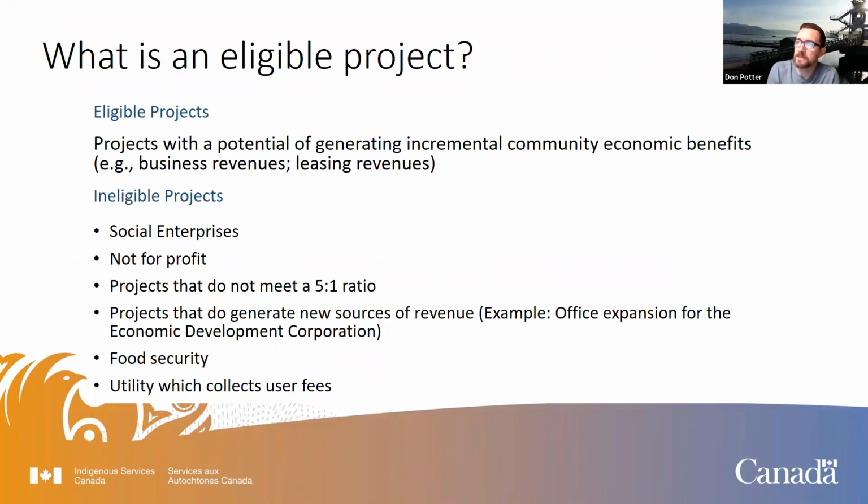Now, what is an eligible project? These again are projects with the potential of generating incremental community economic benefits. And those benefits can be business revenues or leasing revenues. Ineligible projects are social enterprises and not-for-profits, and projects that do not meet the 5-to-1 ratio. And when we talk about that, we're saying if Canada puts $1 in, we need to see that $5 is going to come out through revenues for the community benefits. Projects that do not or do generate new sources of revenue, for example, office expansion for the economic development corporations.